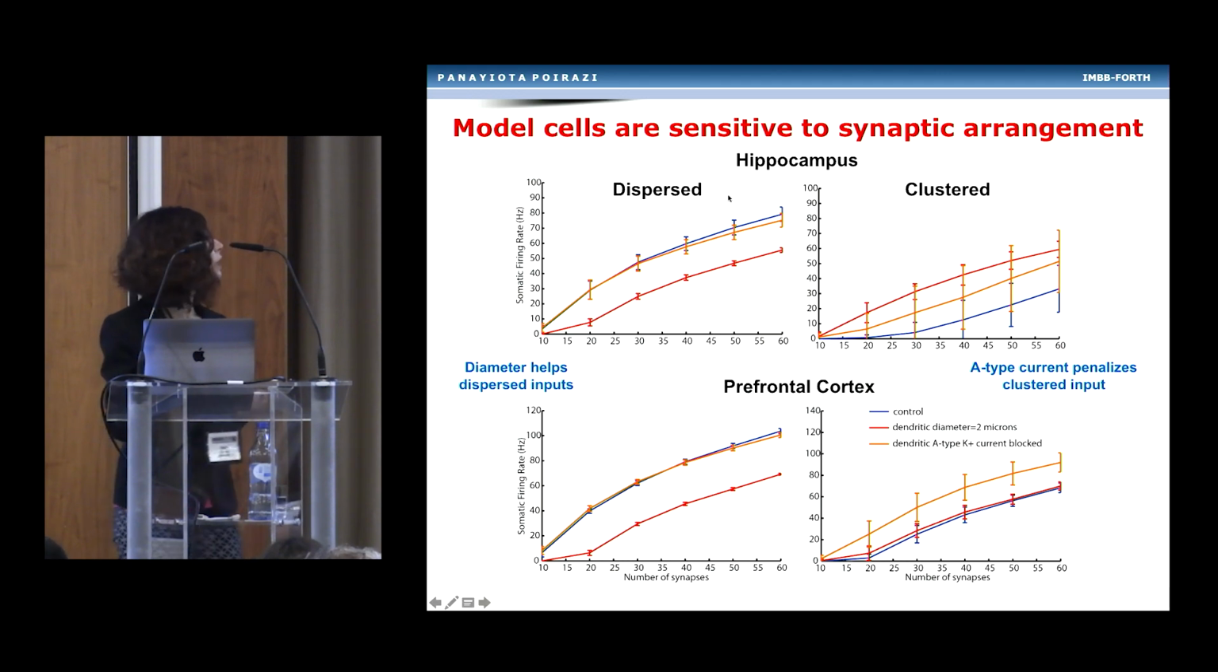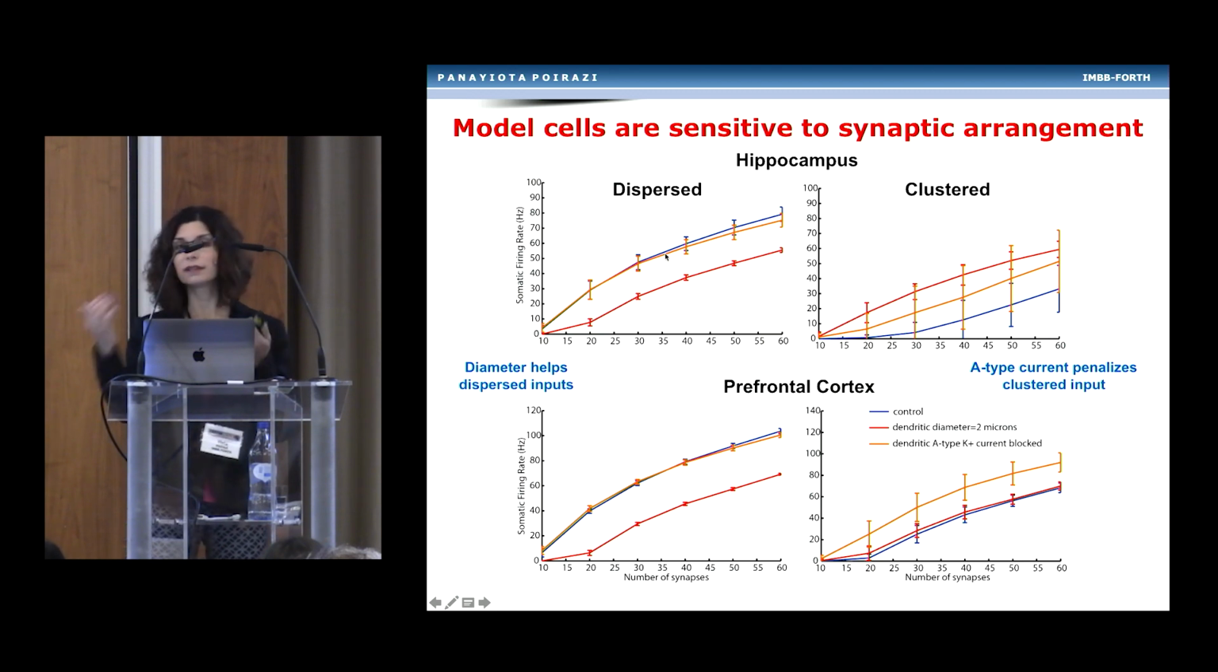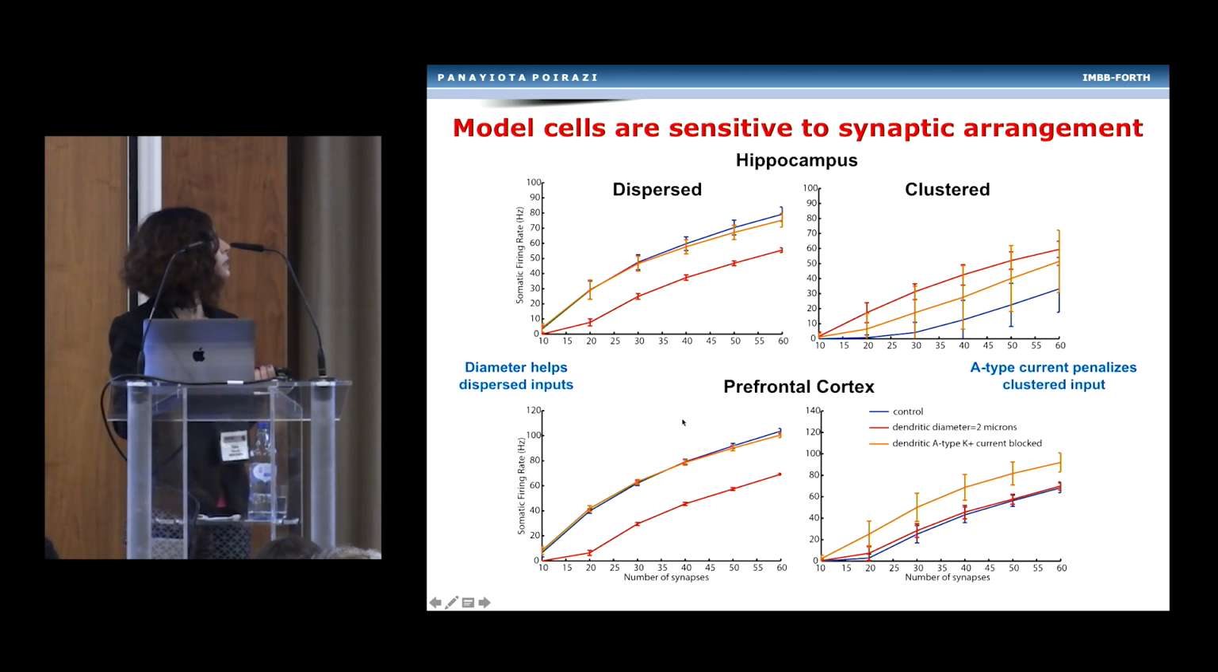And we saw that depending on how you organize your synapses, different contributions come from these factors. For example, red is the morphology and orange is the A-type potassium channel. So you see that if you thicken the dendrites, then the dispersed arrangements have a serious drop in their ability to generate high firing rates, whereas the clustered ones do not have such a big change.